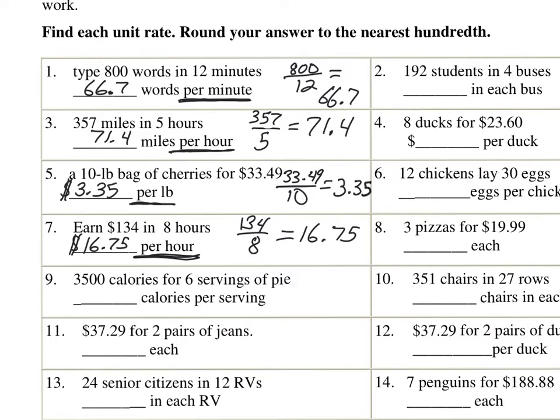And here we are again with number 9. Number 9. And if you're not pausing and doing the even numbers on your own, you're going to get screwed up. You're going to think I'm talking about something else. 3,500 divided by 6 is 583.3. Again, rounding to the nearest 1 decimal place. So that's 583.3 calories per serving. Do number 10 on your own.